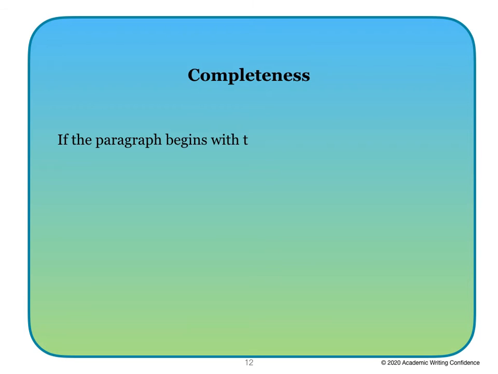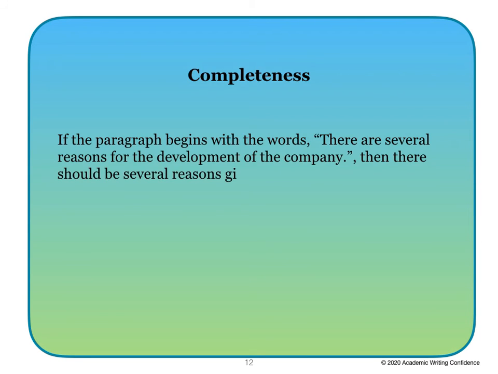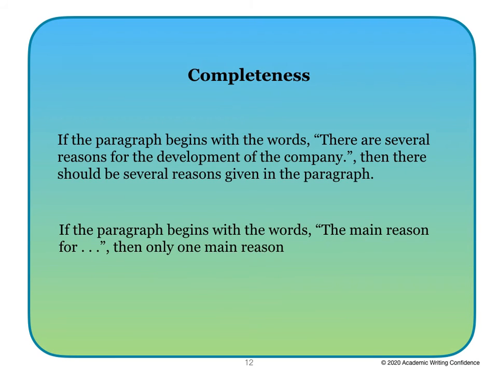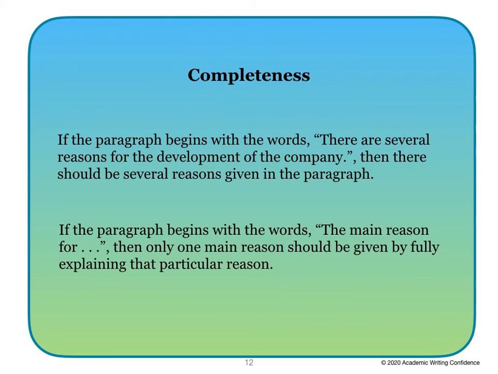If the paragraph begins with the words, "There are several reasons for the development of the company," then there should be several reasons given in the paragraph. If there are not several reasons given, then the paragraph is not complete. Now, if the paragraph begins with the words, "the main reason for" something, then only one main reason should be given by fully explaining that particular reason. In this case, enough information needs to be given to prove the main reason of something.